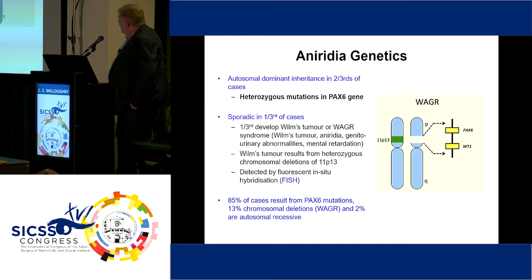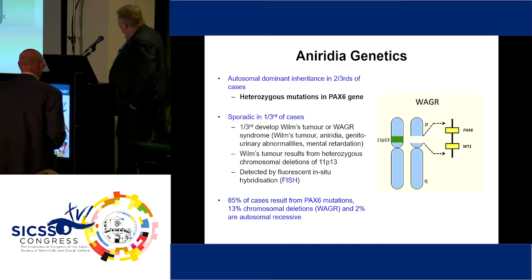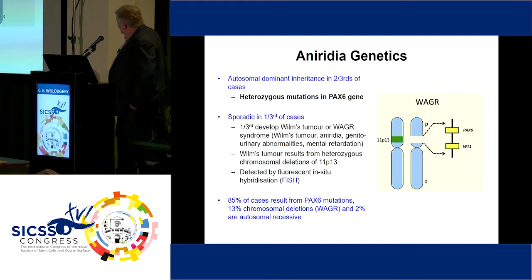In 1/3 of cases, it results from a chromosomal deletion, and the importance here is that the PAX6 gene can be deleted, but also the Wilms tumor suppressor gene can be deleted. So in a sporadic patient with aniridia, they have to have screening for Wilms tumor with ultrasound or undergo a chromosomal analysis to determine whether there is a deletion here.